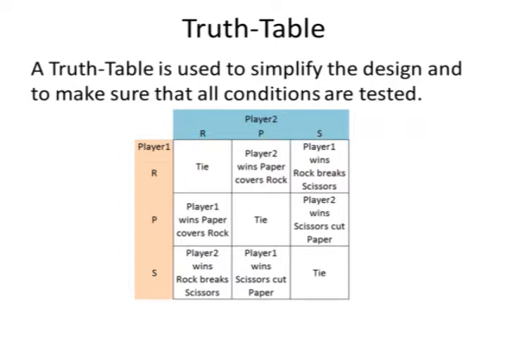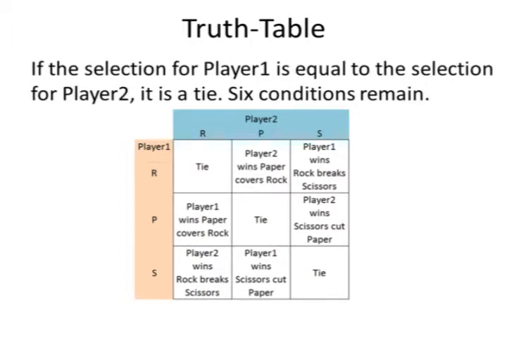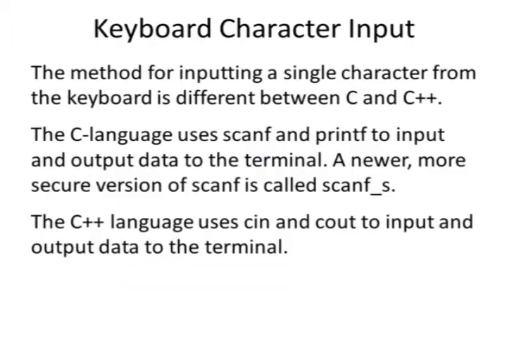We can use a truth table to help simplify the design and make sure that all conditions are tested. On one side, we'll put the combinations for the input for player 1, and across the top, put the input combinations for player 2. I can see that if the selection for player 1 is equal to the selection for player 2, it is a tie. So test for that first, and then test for the 6 other conditions that remain.